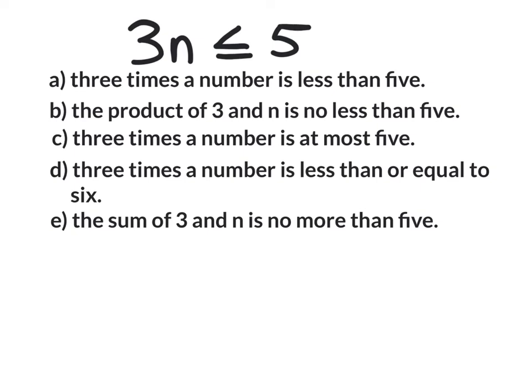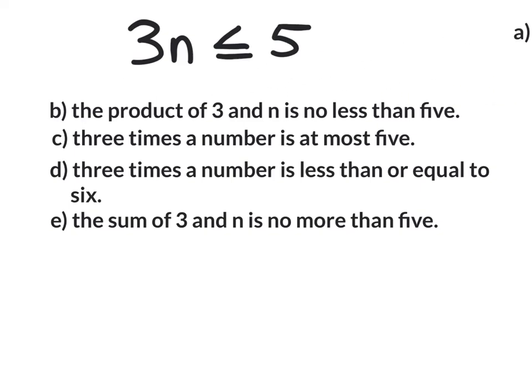Okay, so what do you guys think of option A? 3 times a number is less than 5. Is that the answer? Why not? Isn't that a less than symbol? That's a less than. Less than or equal to, right? So I needed the word or equal to, so option A cannot be it. Let's get that out of there.